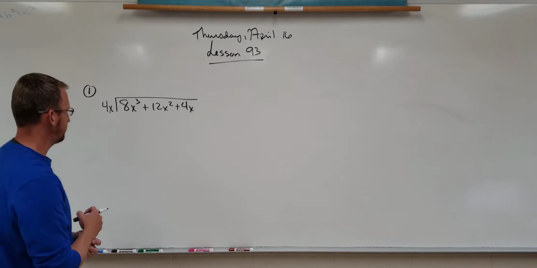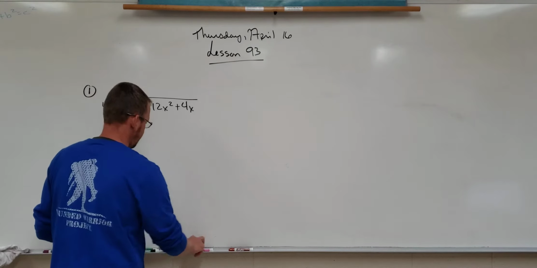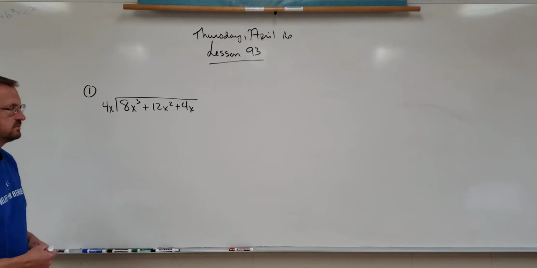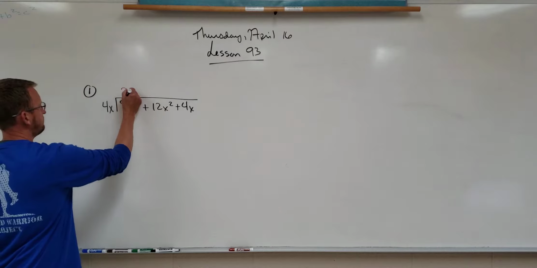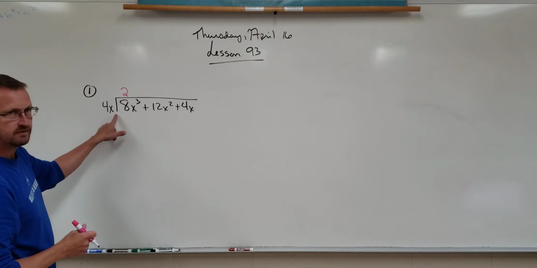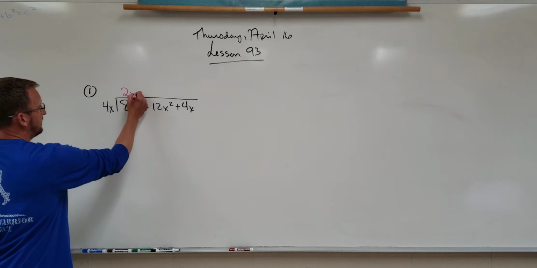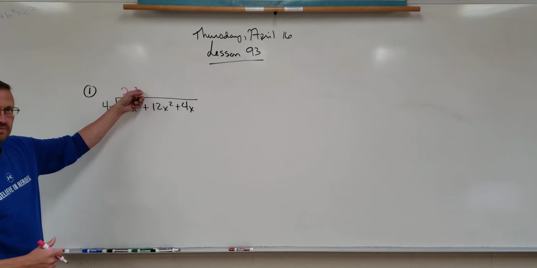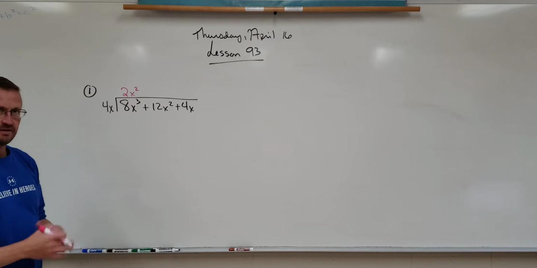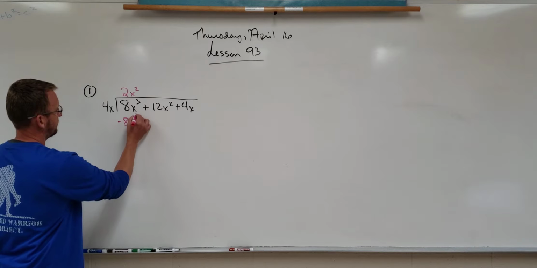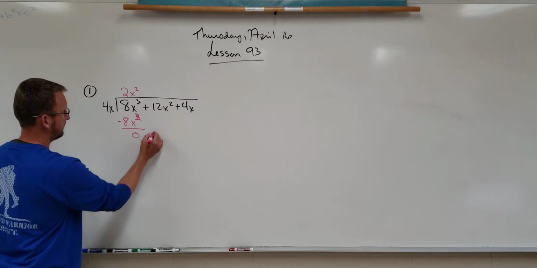So there's a couple ways that we can look at this. Here's how I like to teach it. 8 divided by 4 is 2. And x cubed divided by x, if we subtract the exponents, gives me x squared. That means I have to take 4x times 2x squared to get this. I'm trying to cancel it out. x cubed gives me 0.